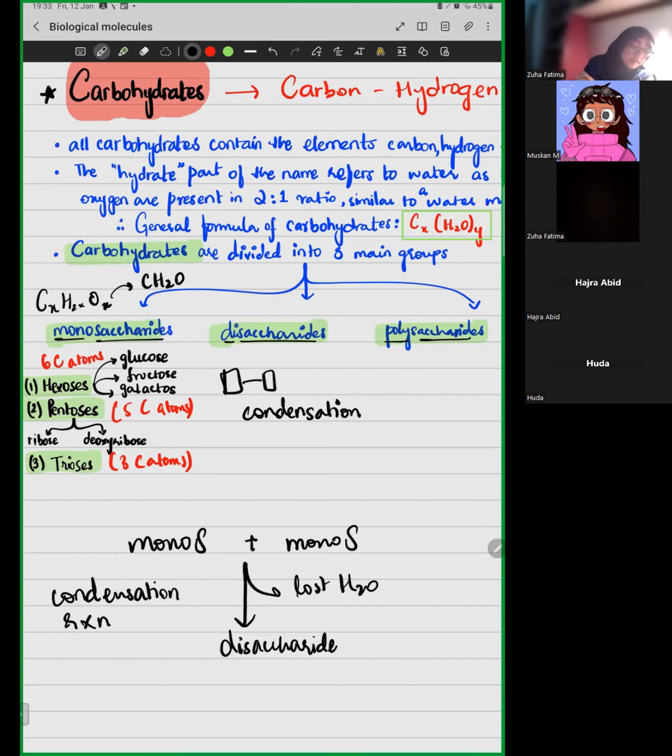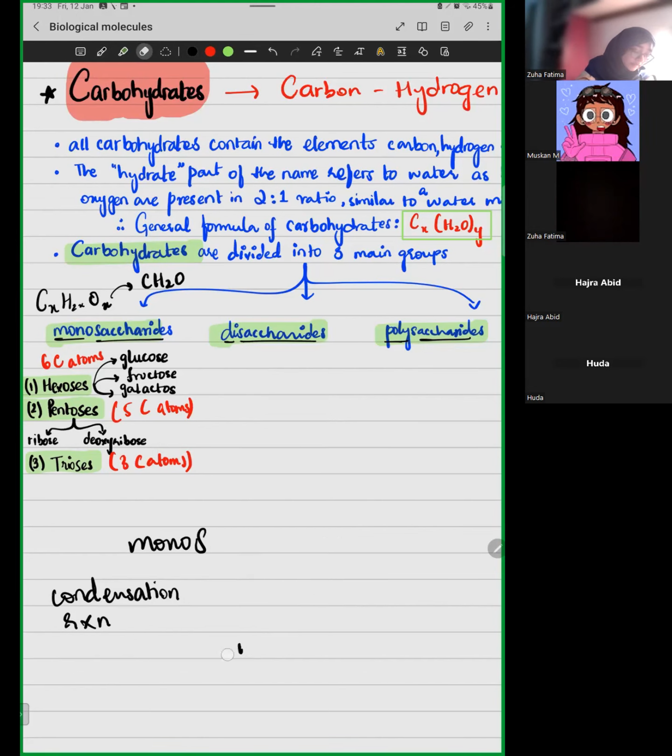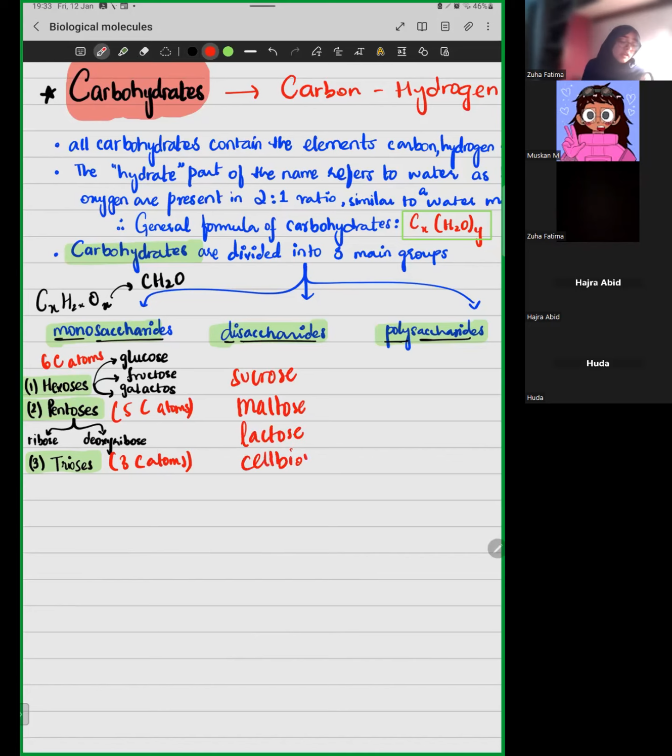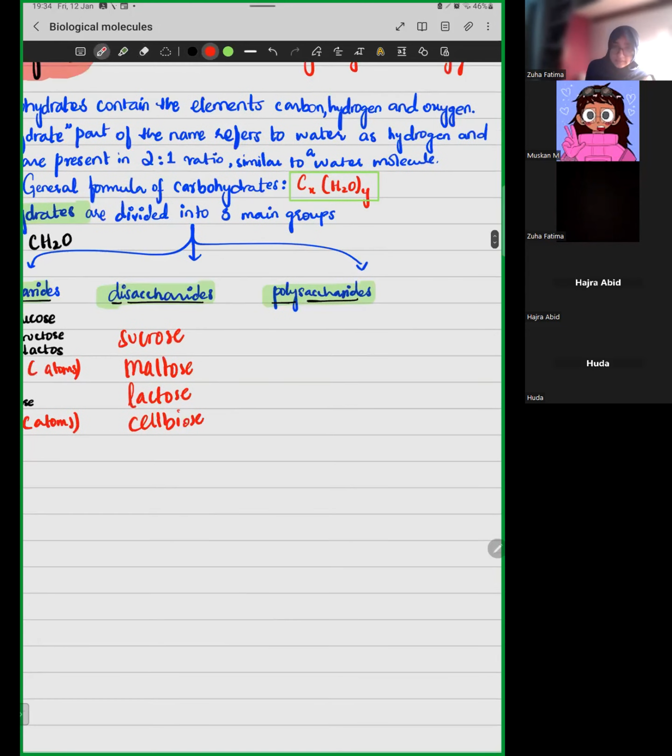Now, the disaccharides that we have to study for our syllabus are basically, the most important one for us is sucrose. Then the others are maltose, then we have lactose and cellobiose. And we'll understand what two sugars are coming together and forming these disaccharides.